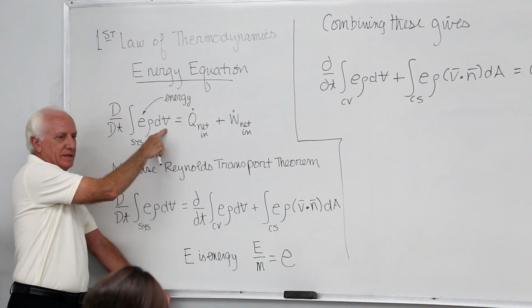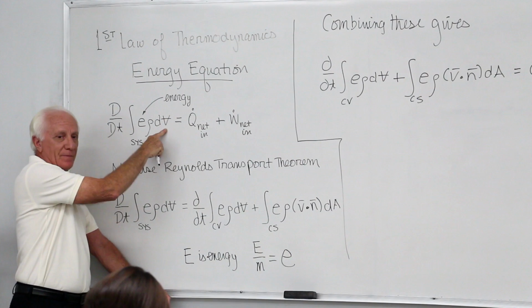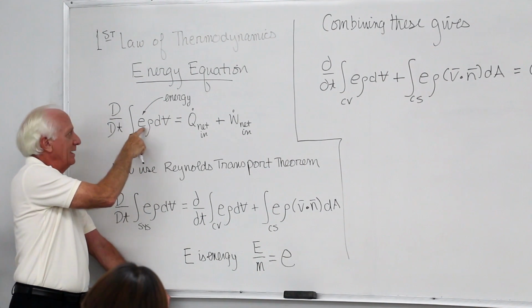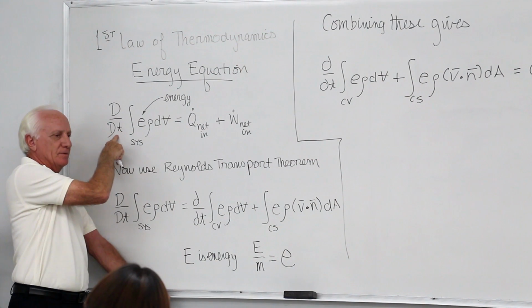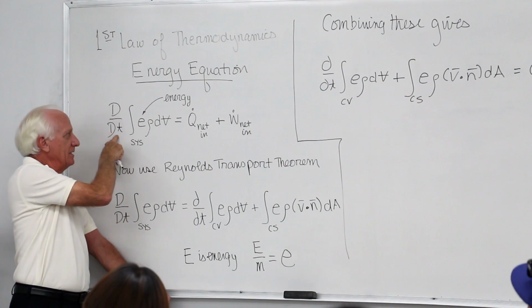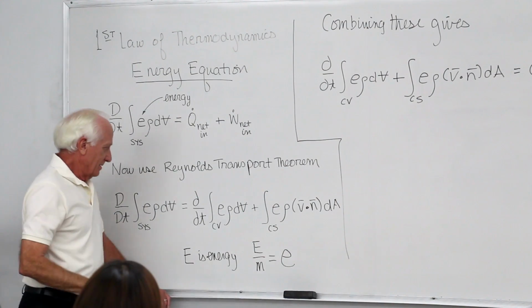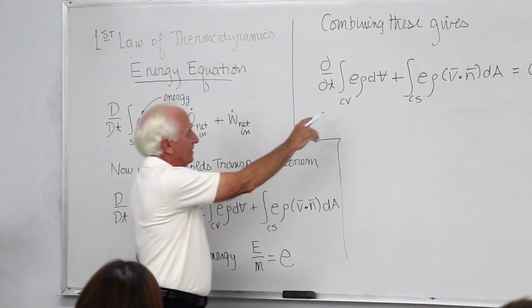And what's rho dV? That's the mass. Energy per mass times the mass gives me what? Energy. Energy with respect to time gives me what? The rate of change of energy in the system with respect to time down here. And over here is the control volume.